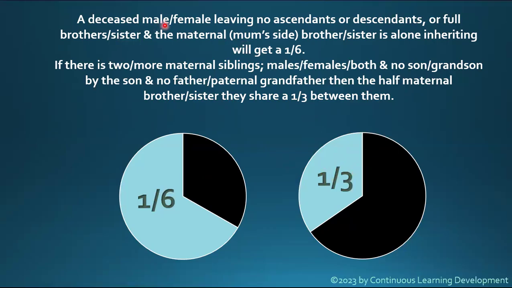But in the case of a deceased male or female having no ascendants or descendants, or full brother or sister, and the maternal brother or sister is alone inheriting, they will get a sixth. So these are the half siblings or step siblings of anybody who has passed away. There are no full siblings in this case. They're only on the mother's side. If they are inheriting alone, they get a sixth. And if there are two or more maternal siblings, then they will share a third.